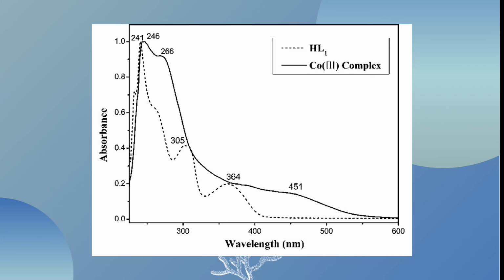This spin-allowed d-d band indicates octahedral geometry around cobalt-3. The splitting of the 3d level in the crystal field of the coordination compound causes d-d electronic transition.